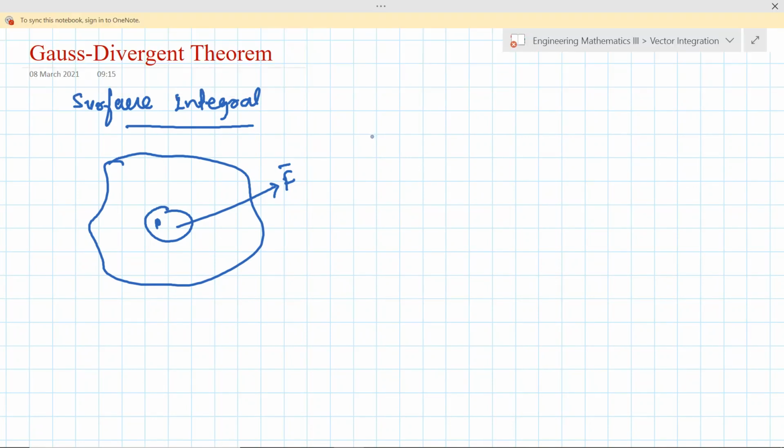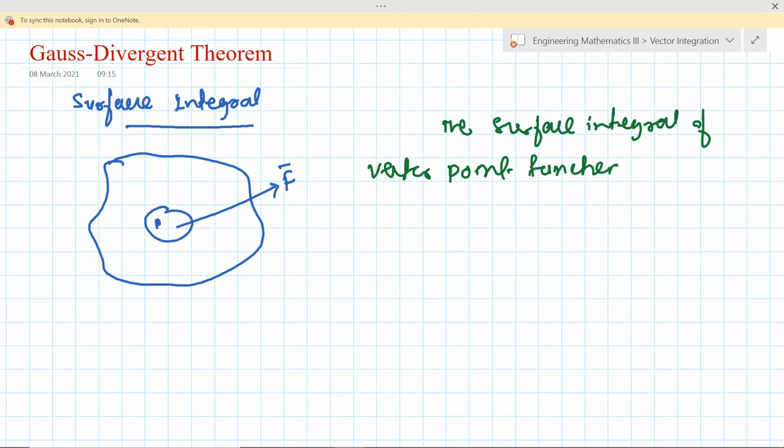The surface integral of the vector point function f bar, which I am defining over this surface S. This small part where I have located this point P is a small area, suppose it is delta S. It is a very small part of this surface, delta S, and I have this vector point function over this surface at a point P.